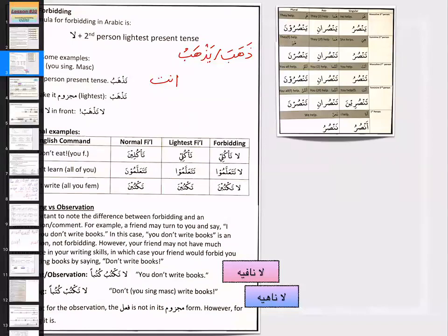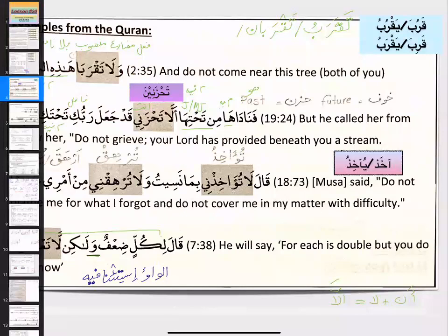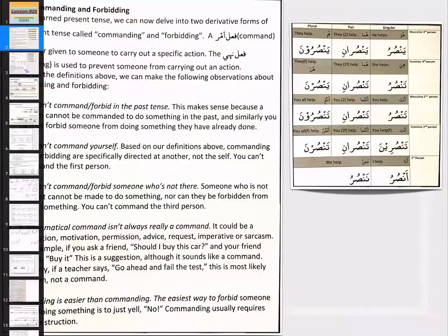For commanding, I'm a little confused about whether it becomes majzoom or mansoob. And also the fail after the harf. No, there is no harf. Okay, so the fail, does it become majzoom? Also when we are labeling it, do we just label it as fail amar or do we have to give more details? Fail amar and fail.